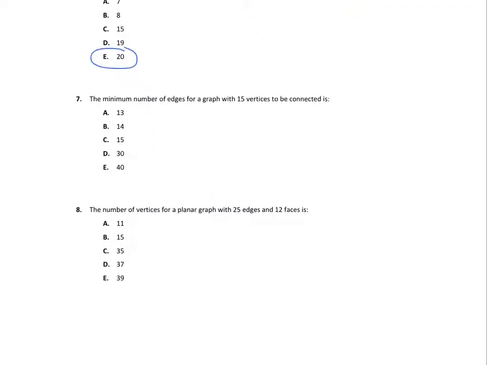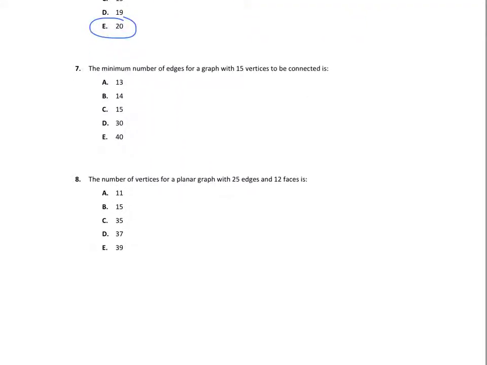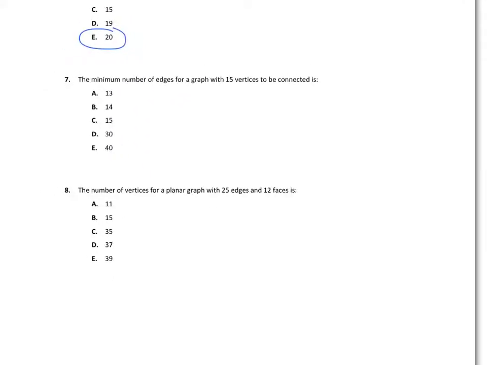Question 7 asks us for the minimum number of edges for a graph with 15 vertices to be connected. So again, as we said before, the number of edges for a minimum graph to be connected is the number of vertices minus 1. So in this case, that would mean our answer is B, 14.